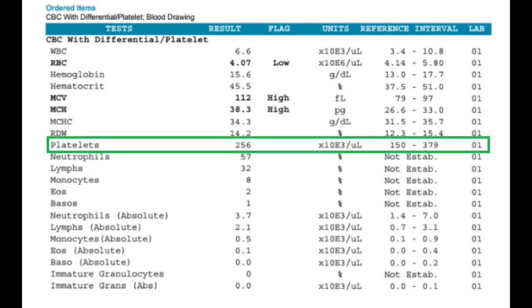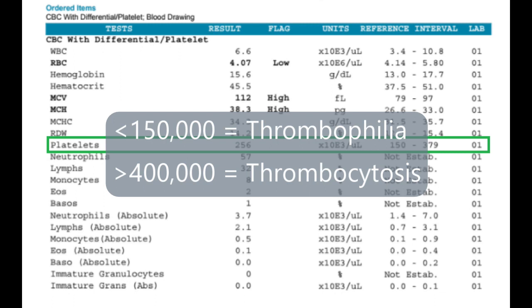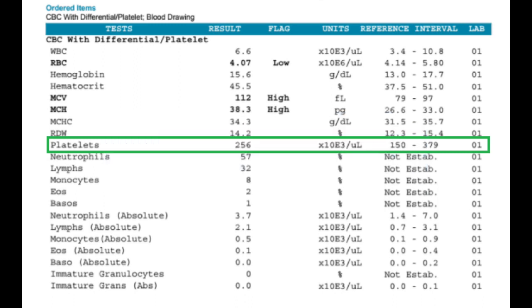The platelets are responsible for clotting, and they can range between 150,000 and 400,000. If they're less than 150,000, then you have a decreased number of platelets, and this could be for several causes. If they're above 400,000, then you have increased number of platelets, and this could also be for several causes and should be investigated. So basically, that's it.